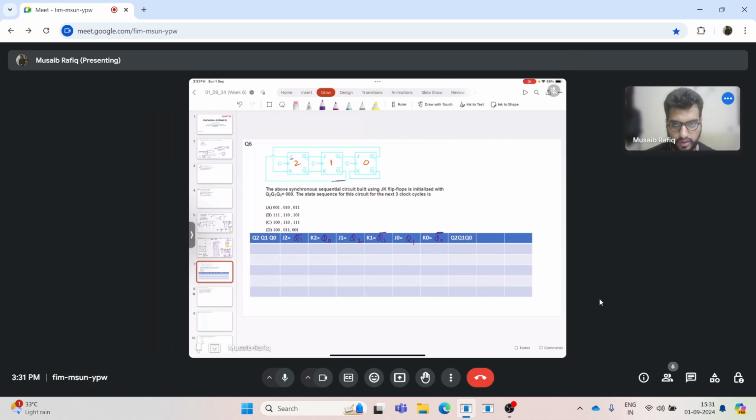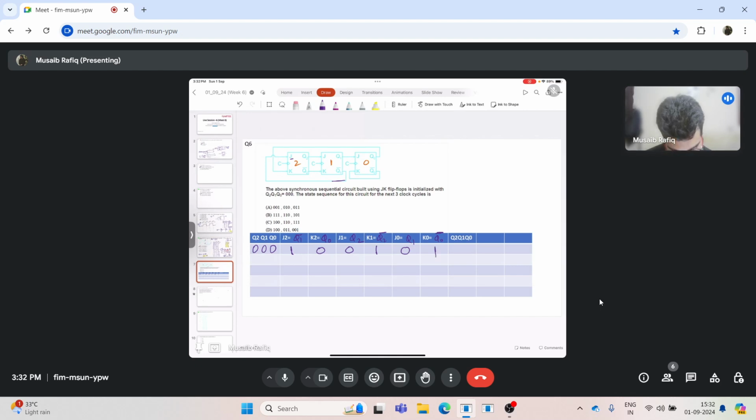So now what was the initial state given? It was 0, 0, and 0. So that implies my J2 will be equal to Q1 bar, that is 1. K2 will be equal to Q0, that is 0. J1 will be equal to Q2, that is 0. K1 will be equal to Q2 bar, that is 1. Again 0 and again 1.